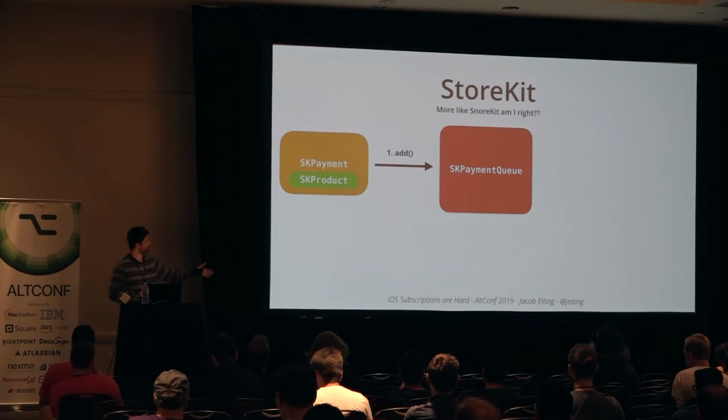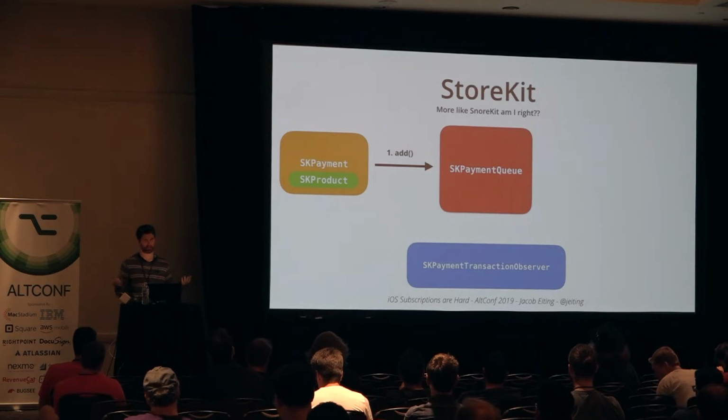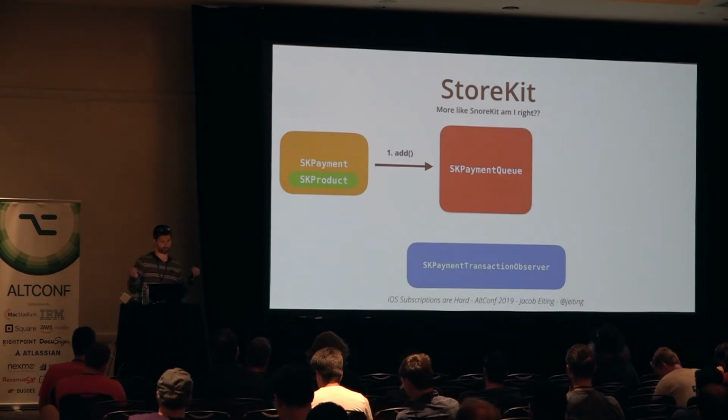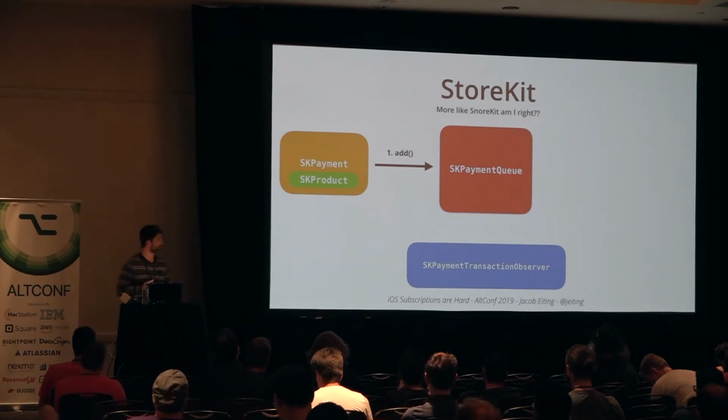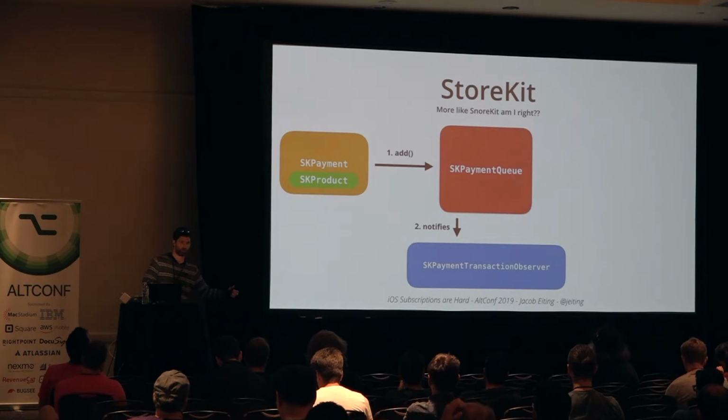First you add that payment to the queue. You're going to have this SKPaymentTransactionObserver, which is essentially like a delegate. You can have multiple of them, which is the difference why it's an observer and not a delegate. That will get notified. So as soon as you add this payment, the payment queue is going to tell your observer class, like, hey, I'm starting a transaction. I've transitioned this transaction into purchasing.